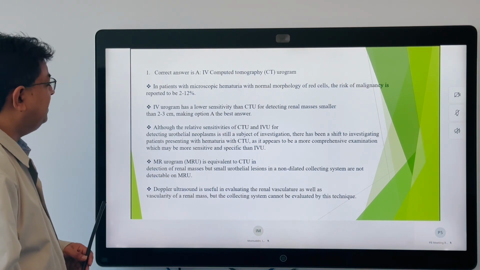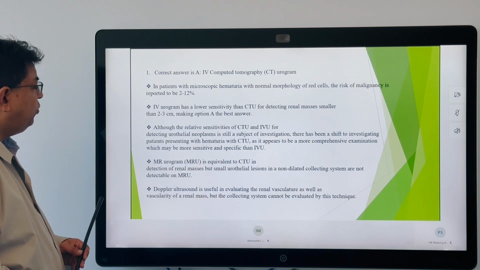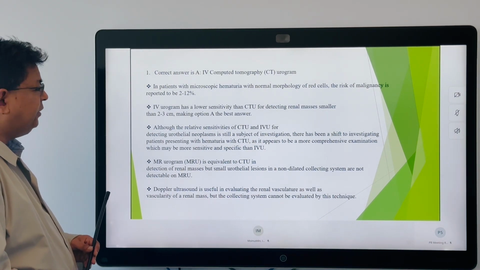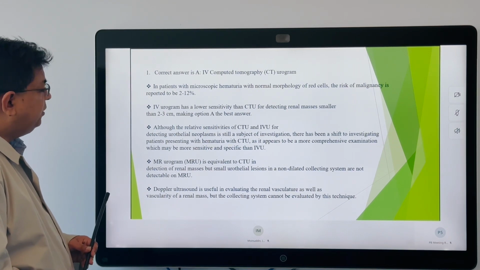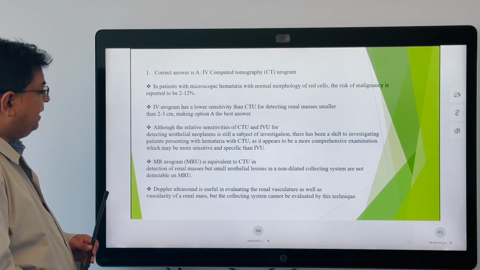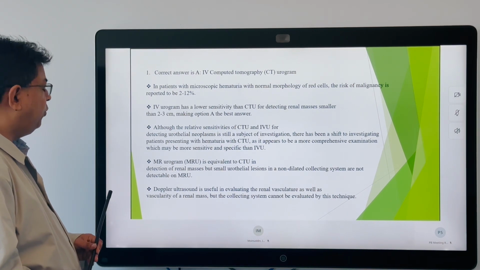Although the relative sensitivities of the CT urogram and intravenous urogram for detecting urothelial neoplasms is still a subject of investigation, there has been a shift to using CT urogram, as it appears to be a more comprehensive examination which may be more sensitive and specific than intravenous urogram.